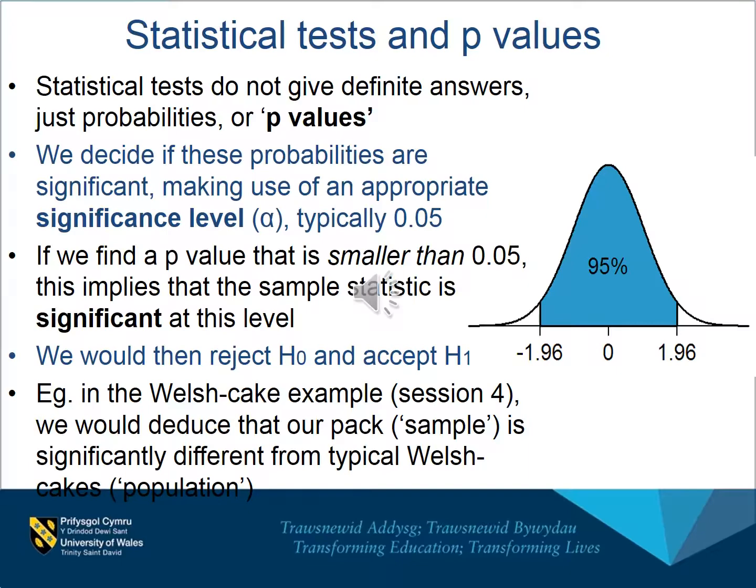So if we find a p-value that is smaller than 0.05, this implies that the sample statistic is significant at that level. And in that being the case, we would reject our null hypothesis, the hypothesis in which there's no difference, and accept the alternate hypothesis, H1, implying that there is a significant difference.